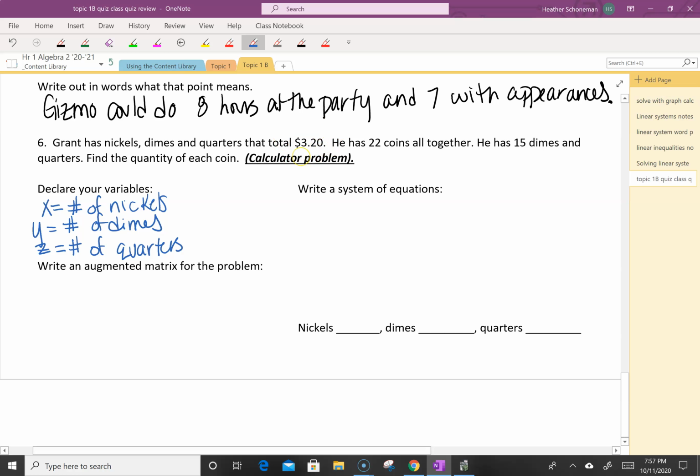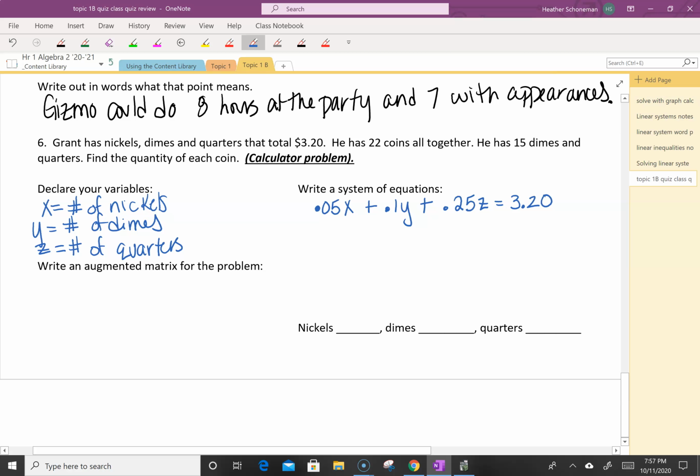Altogether, his money is $3.20. So to figure out the value of the money, nickels would be 0.05x plus dimes would be 0.1y plus quarters would be 0.25z. And that would equal $3.20.